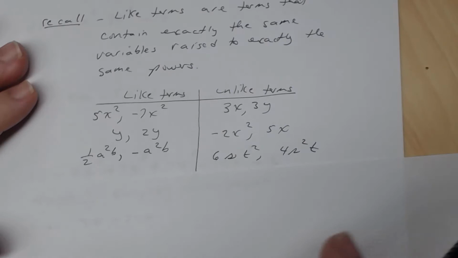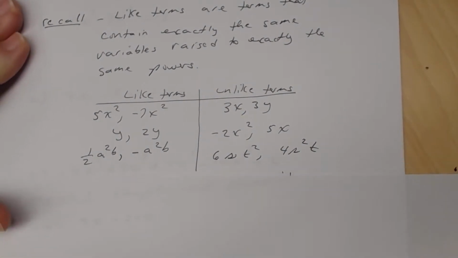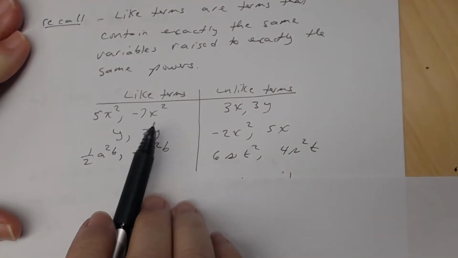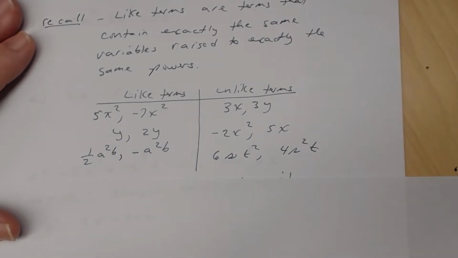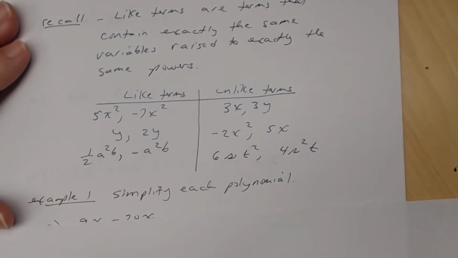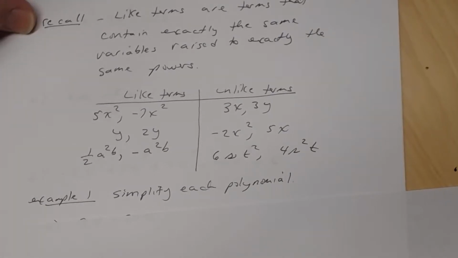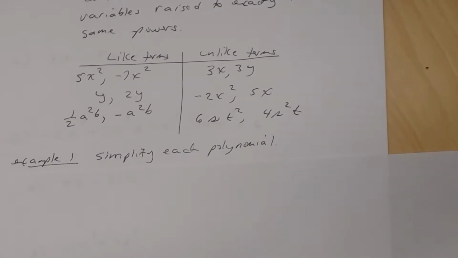Okay, now knowing what are like and unlike terms, remember we can only combine like terms. So knowing what are like and unlike, let's look at these examples. In each of these examples, we're going to simplify the polynomial by combining like terms.